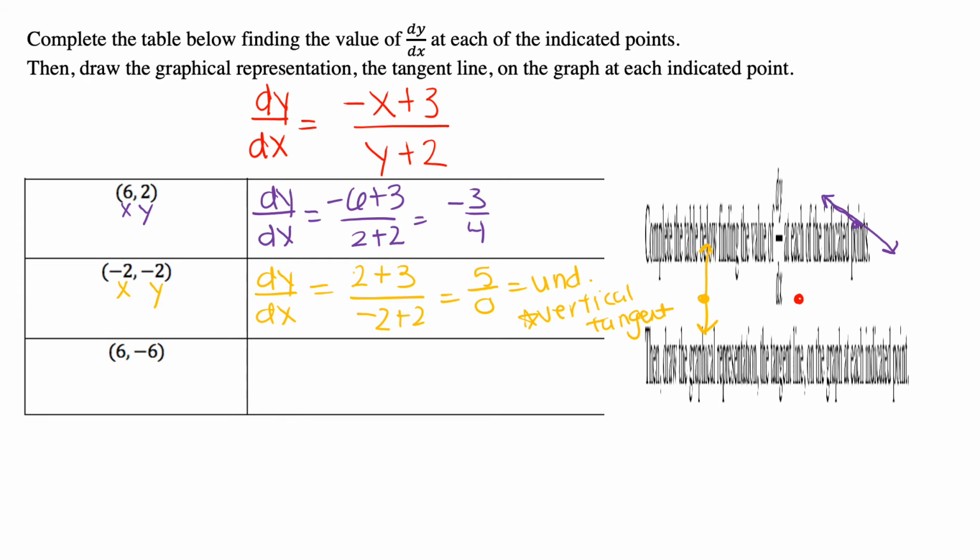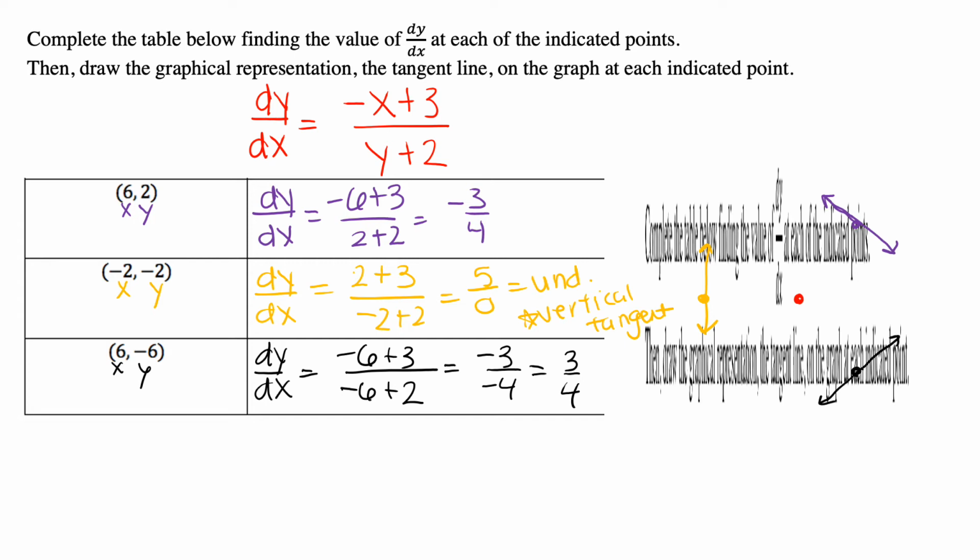And finally, we have the point (6, -6), plugging into dy/dx. We get (-6 + 3) over (-6 + 2), which gives us -3 over -4, which is just a positive 3/4. At the point (6, -6), we have that slope of a positive 3/4. So just keep in mind that even when we are finding the derivative implicitly, that derivative still represents the slope of the tangent line on a given graph.